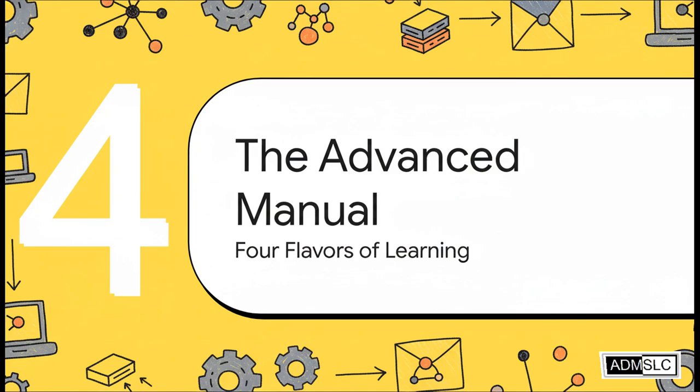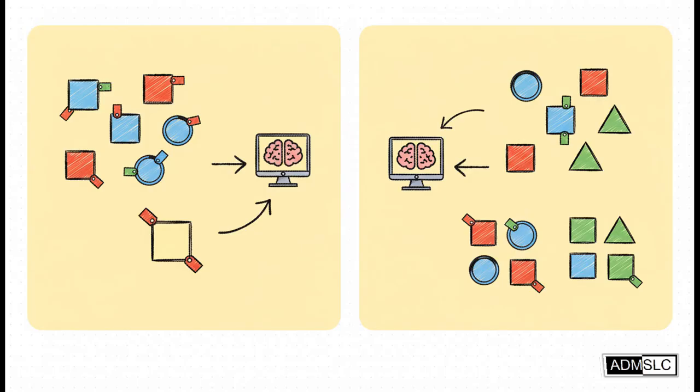So our builder's kit, like any good kit, comes with a few different instruction manuals. Each one is for a different kind of project. These are what we call the major types or flavors of machine learning. The two most common types are supervised and unsupervised learning. With supervised learning, it's like you're giving the machine an answer key. You give it 1,000 emails already marked as spam or not spam, and it learns to make predictions based on those correct answers.